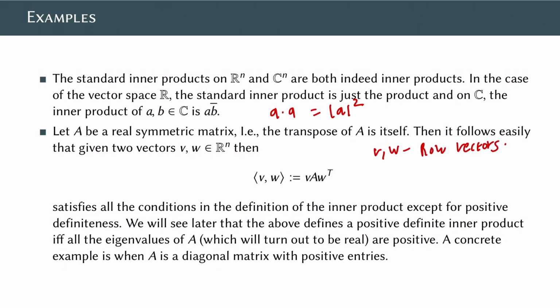We will see later that the above thing defines a positive definite inner product if and only if all the eigenvalues of A are positive. We will also see that for a real symmetric matrix, the eigenvalues are all real. Okay, we need all the eigenvalues to be positive for this to be an inner product. A concrete example of such an inner product is just to take a diagonal matrix with positive entries. If you think about what this inner product will be when you take A to be a diagonal matrix with positive entries, it will be very similar to the usual inner product except some of the terms are scaled.